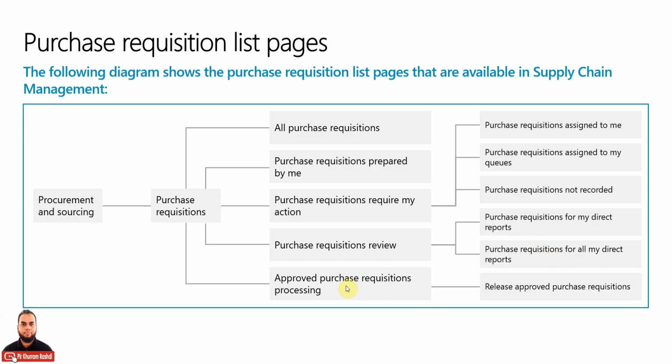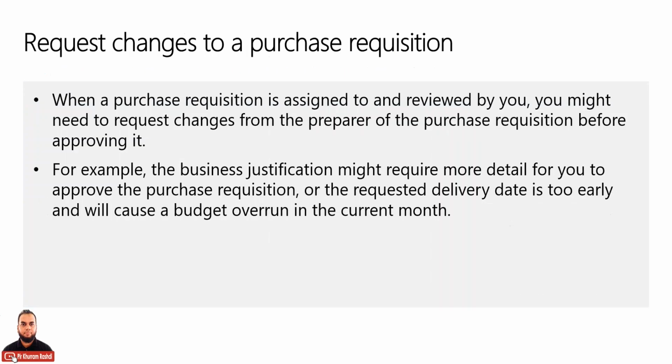And then there is an approved purchase requisition processing, from where a purchase order can be generated or converted. Then a purchase requisition can be asked for changes. For example, the business justification might require more details, otherwise it will be rejected by the next approval authority. Or the delivery date, or anything which is required to be changed in the workflow, can be changed.